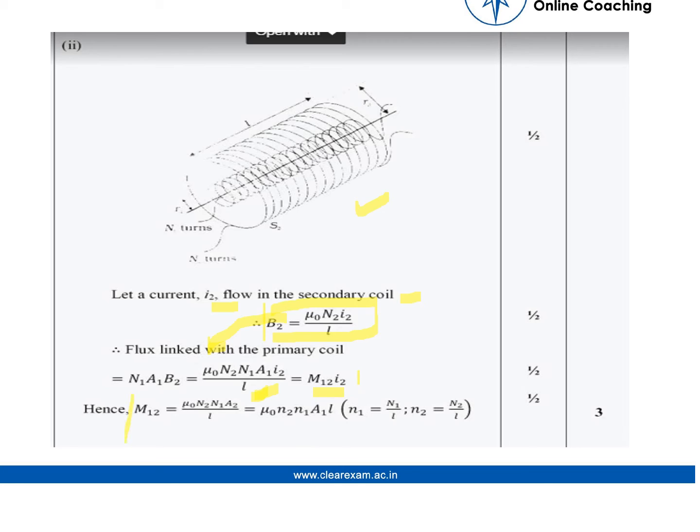So hence we are getting what we required: M12 equals mu naught N2 N1 A2 L, and this is equal to mu naught N2 N1 A1 L, where n1 is N1 over L and n2 is N2 over L.